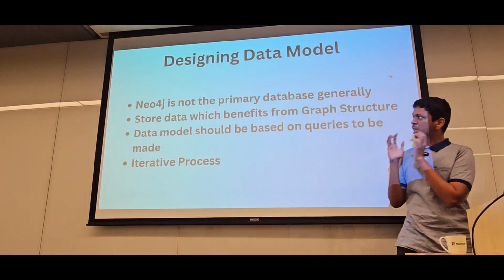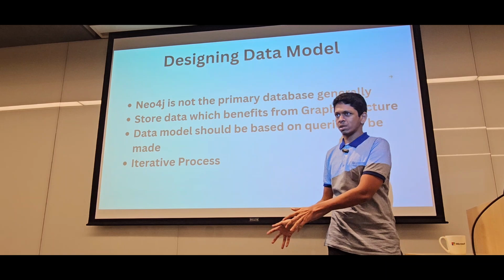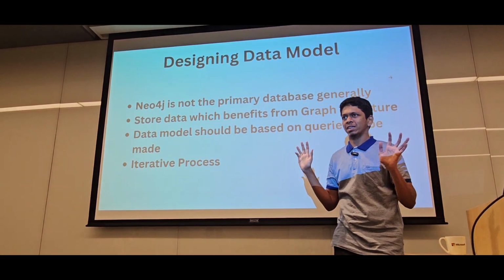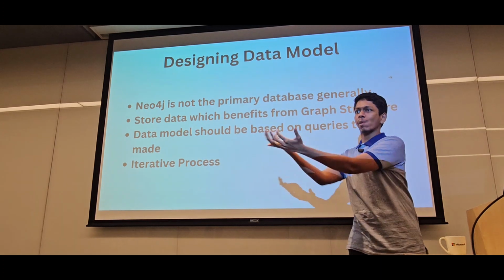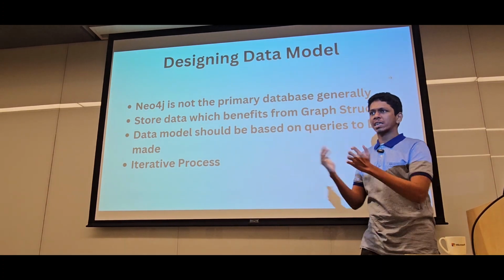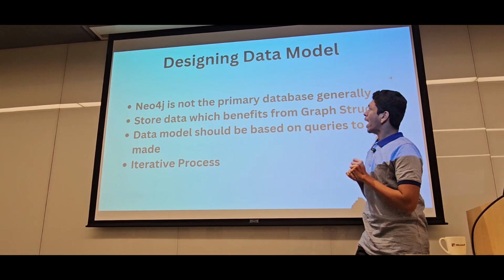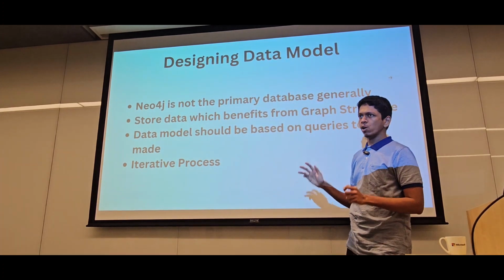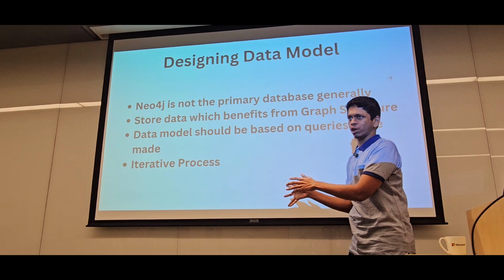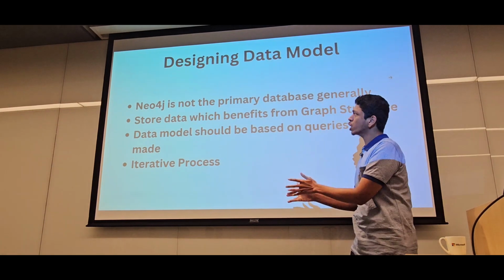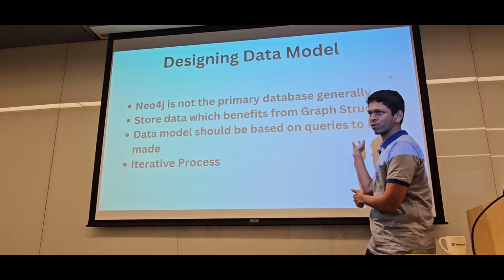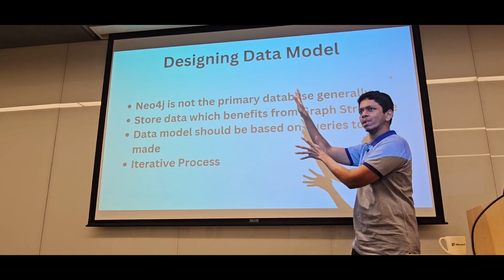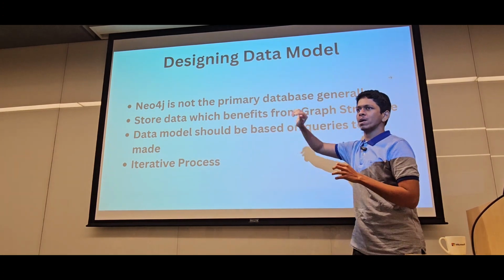First, Neo4j is called a schema-less database, but that actually means it is schema on read, because there is no truly schema-less. It is either schema on write or schema on read. So Neo4j is schema on read. And Neo4j is generally not the primary database. You will not store all your data in Neo4j. You will store just the data which benefits from the graph structure, usually for recommendations, and you will have some primary database separate, where there is RDBMS, NoSQL, anything.